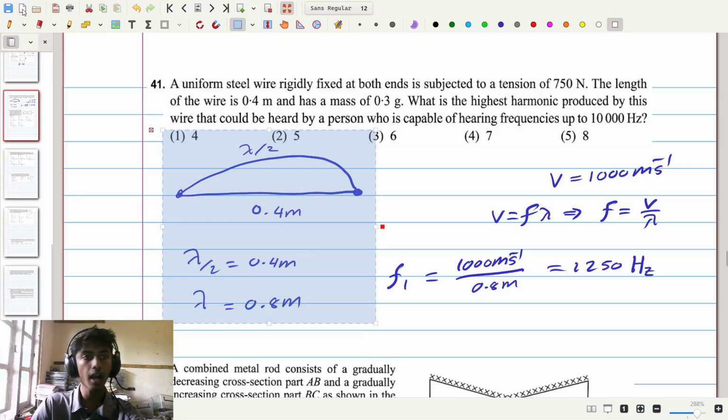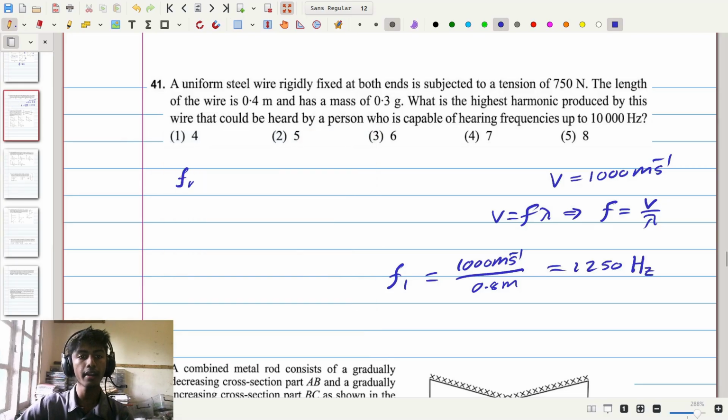Any harmonic after that, let's say f sub n, will have a frequency of n times f sub 1. So for each of these harmonics, f4, f5, f6, f7 and f8, all you have to do to find the corresponding frequency is to simply multiply the fundamental or first harmonic by the corresponding value of n. So f4 will be 4 times f1, f5 will be 5 times f1, f6 will be 6 times f1, and so on and so forth. And the highest one here, f8, will be 8 times f1.